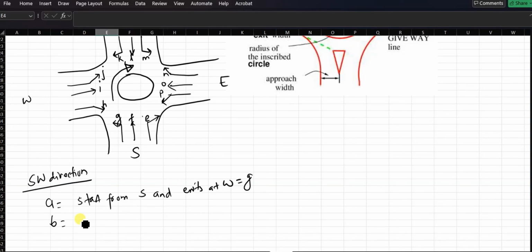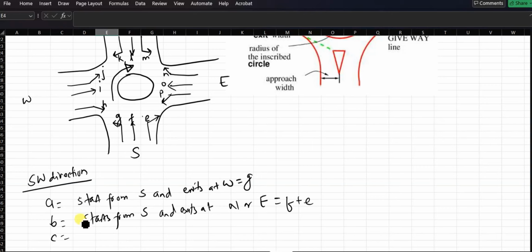So what is the value of B in this case? Here it starts from south, but it doesn't exit at west, it goes in the north or east direction and exits at north or east direction. The value of traffic that starts from south and exits at north and east is F and E. So that is F plus E.